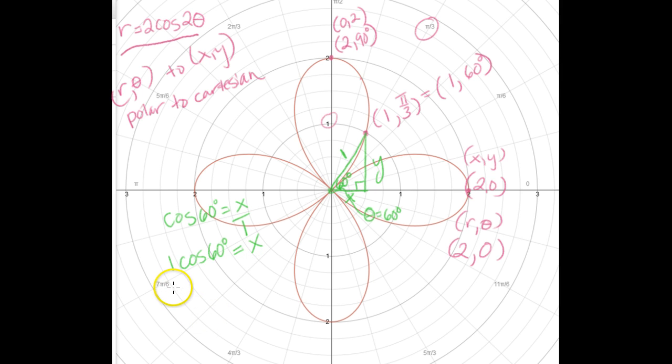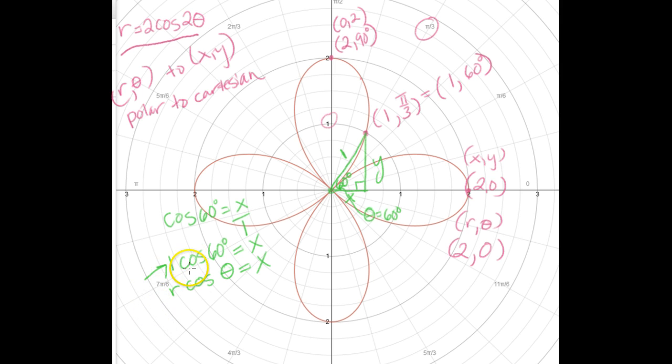Well, the formula for converting from polar to Cartesian is just this. It's r, and remember that was the distance from 0 to your point, and that's given in polar form. r cosine of theta is equal to x. So do you see the similarities?